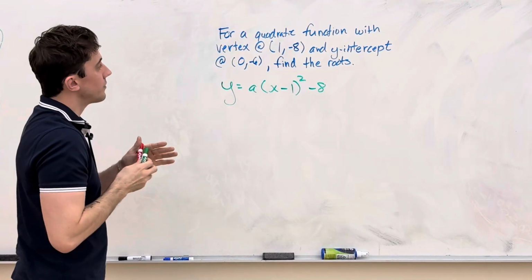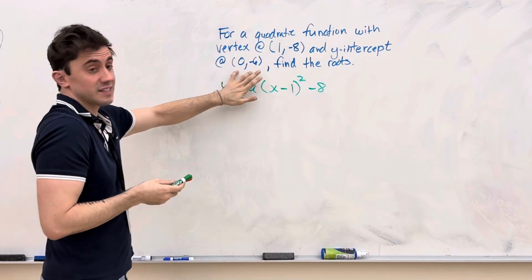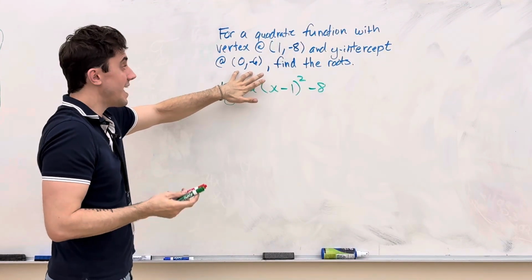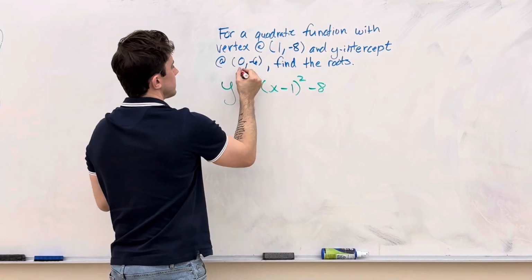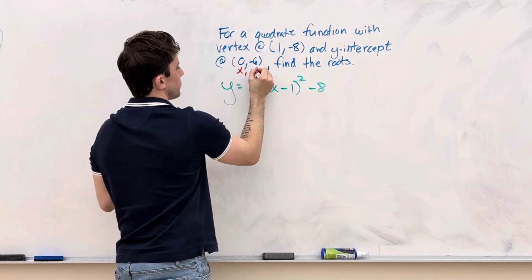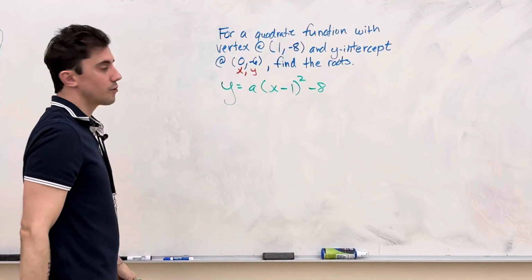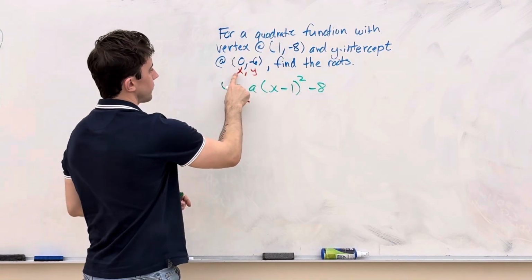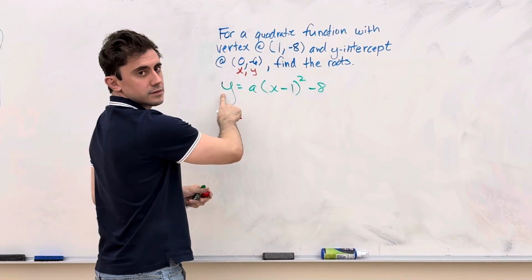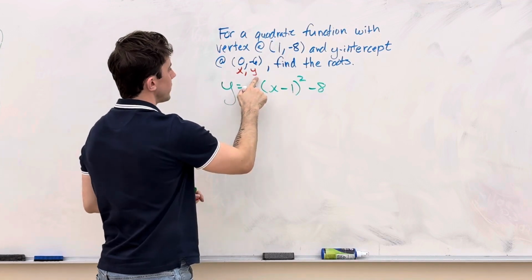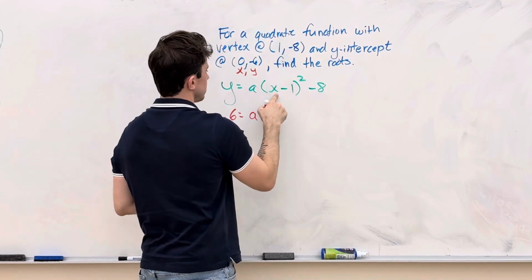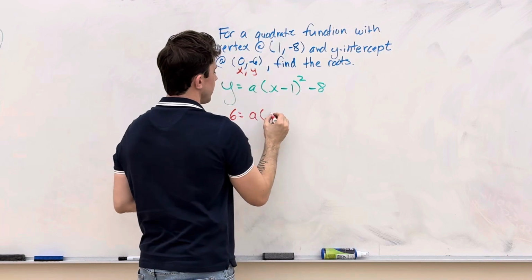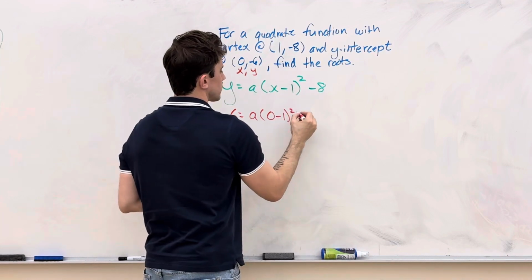Now, anytime we have another point, here it's the y-intercept, but it doesn't necessarily have to be. It can be any other point on the curve. We can use that point as an ordered pair of x and y coordinates, and we can fill those in for x and for y, respectively. And so if we do that, -6 takes the place of y, and we have a times, 0 takes the place of x, (0 minus 1) all squared, minus 8.